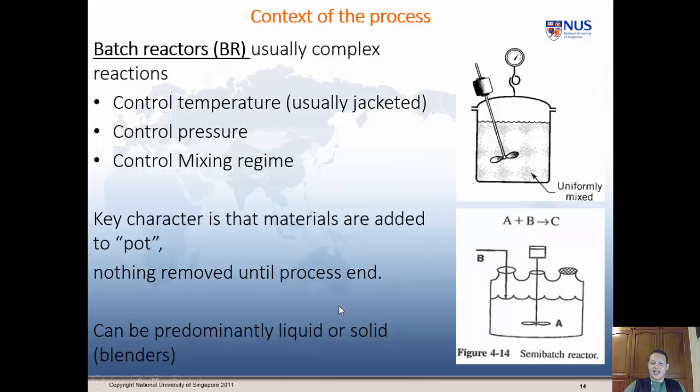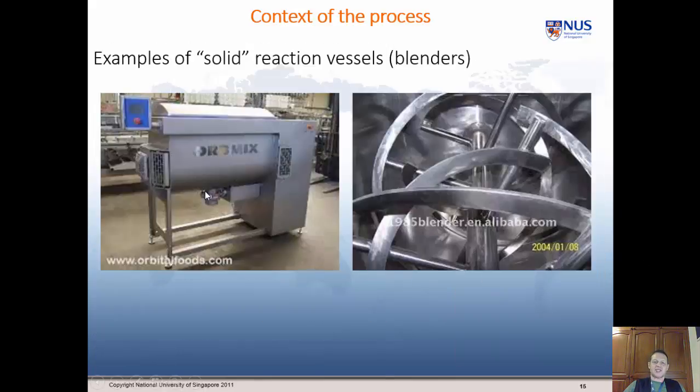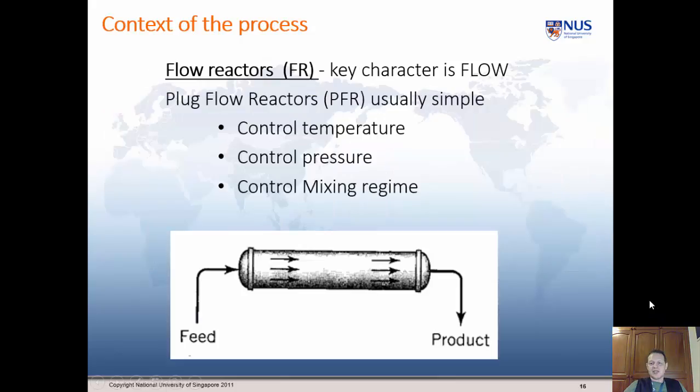Equally, you can have solid batch reactors. And really, here's a couple of, they're called blenders, a couple of solid reactors, and effectively they have a giant mixing vein inside which goes round, and so you do the reaction on a solid basis rather than a liquid basis. Okay, now we come to the second type of reactor, which is a flow reactor.